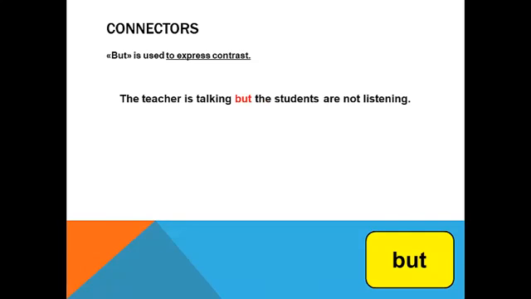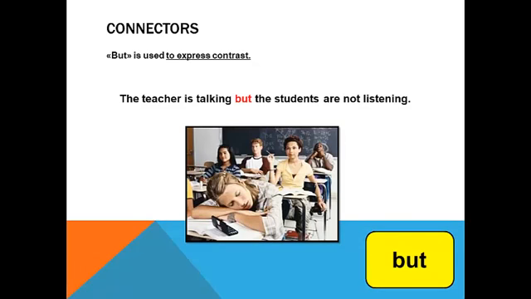And the first one, the teacher is talking, but the students are not listening. In this example, we have a teacher talking, and on the other side, we have the students who are not listening to the class. As you can see, to express contrast, or opposite ideas. The teacher is talking, but the students are not listening. Let's continue with this.